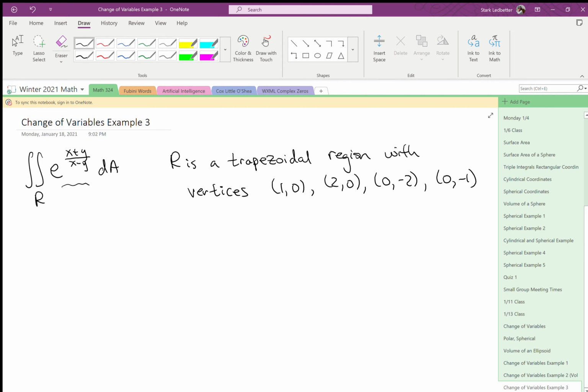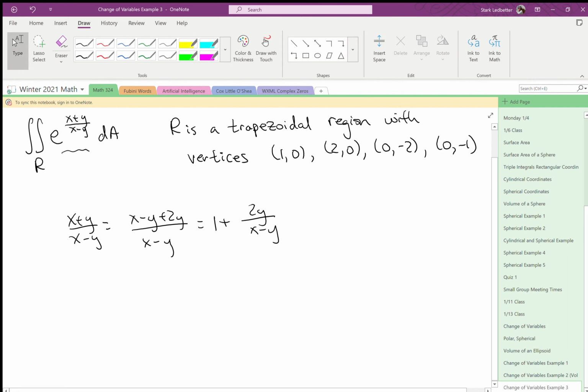I've got e to an exponent that's a fraction, and I have the variable in the numerator and the denominator. I could sit and try to make it a proper fraction. I have some tricks for this. One thing I might try is I write x minus y plus 2y. Then I haven't changed the numerator, and then this is 1 plus 2y over x minus y.